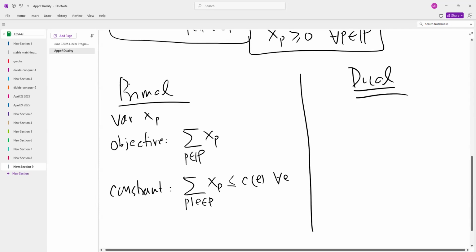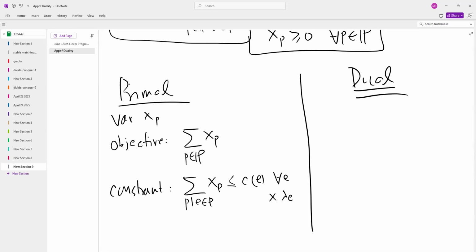And now I want to take the dual of this, okay? So if you remember from the theory of duality, the process is that every constraint gets assigned a variable, right? So basically I'm going to assign this variable lambda_E. So lambda_E is now going to be a variable in my dual program. So I have one constraint per edge, and in the dual I'm going to have one variable per edge. Okay.